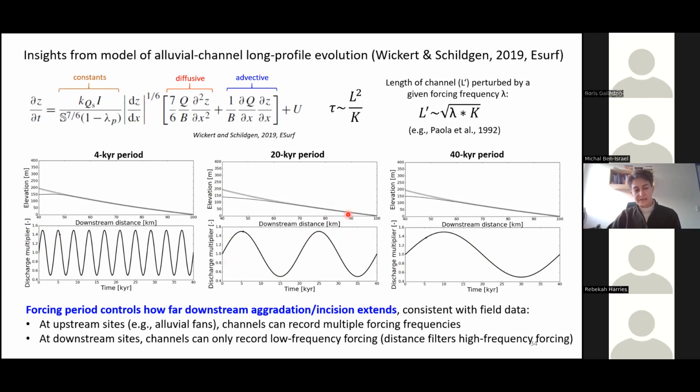Specifically, the forcing period is controlling how far downstream aggradation and incision extends. It's consistent with what we see in that at the upstream sites, so at the alluvial fans, where Mitch Darcy was working and where Lizzie Orr was working, the channels appear to record multiple forcing frequencies. Whereas at downstream sites, like the Humahuaca terraces, and especially the terraces in the Toro Basin, the channels only record low frequency forcing. That's simply because that distance is filtering out that higher frequency forcing.